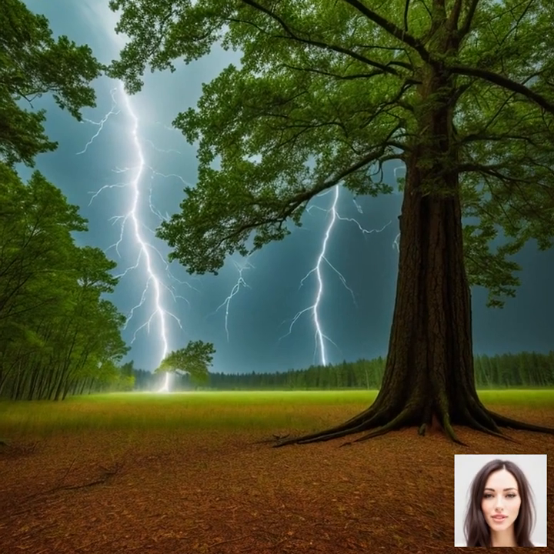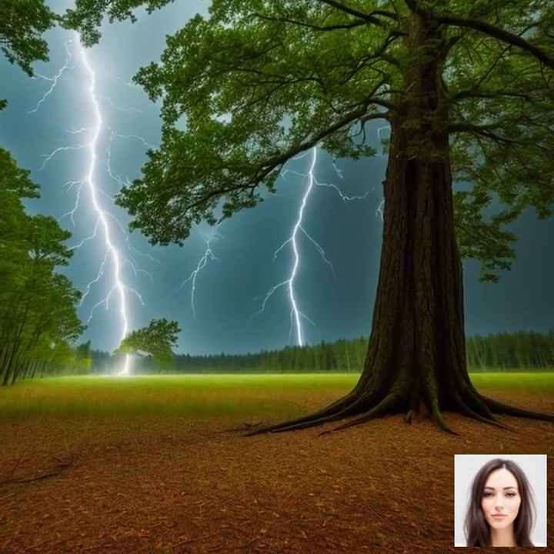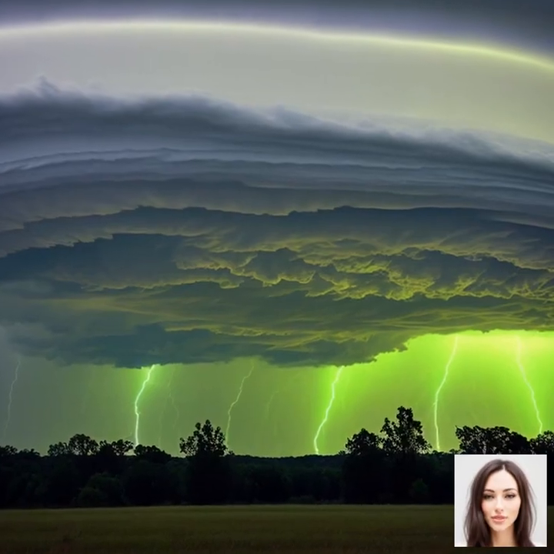Now that we have a good understanding of the different types of lightning, it's time to examine the relationship between lightning and thunder. You might have noticed that every time you see a lightning flash, you also hear the accompanying sound of thunder. But have you ever wondered why this happens? Let's explore the science behind this fascinating phenomenon.